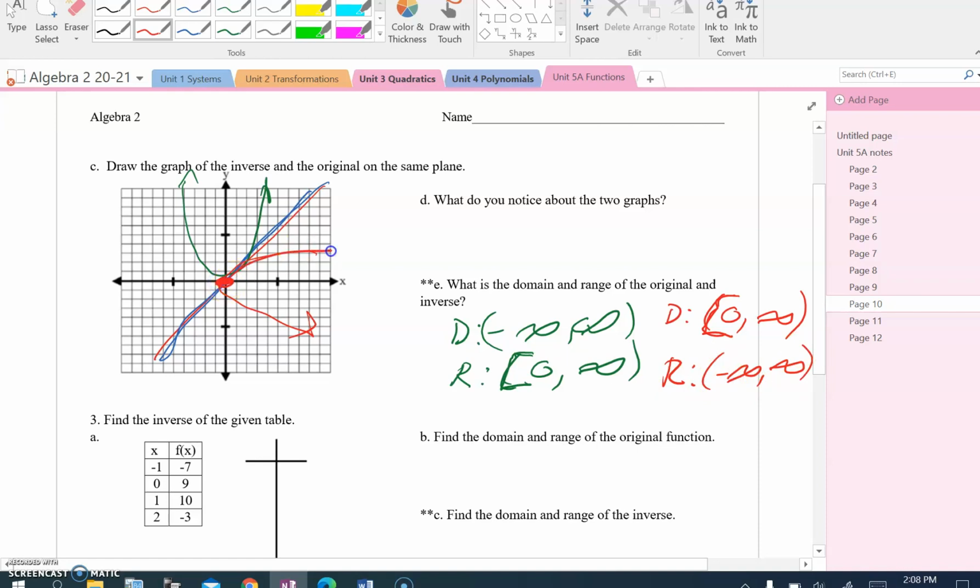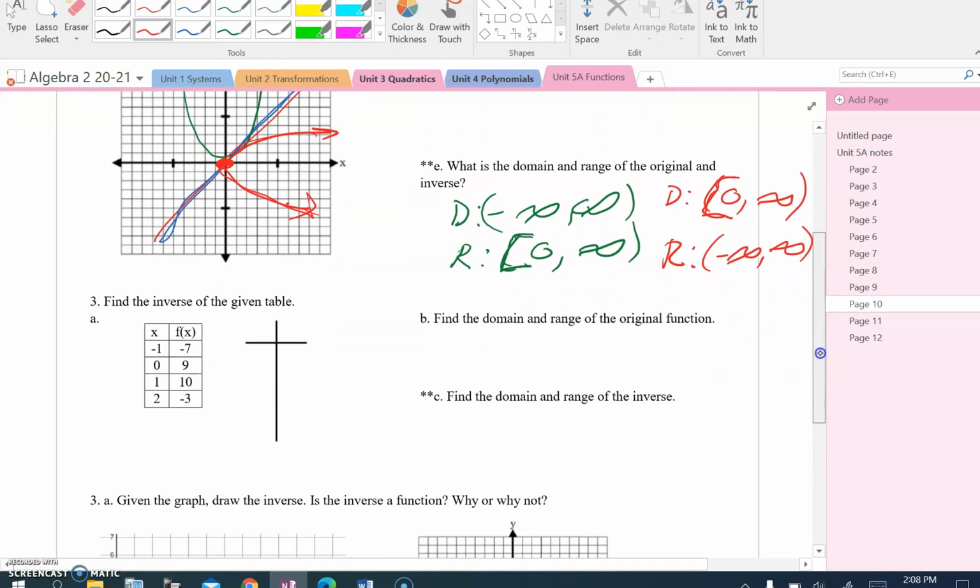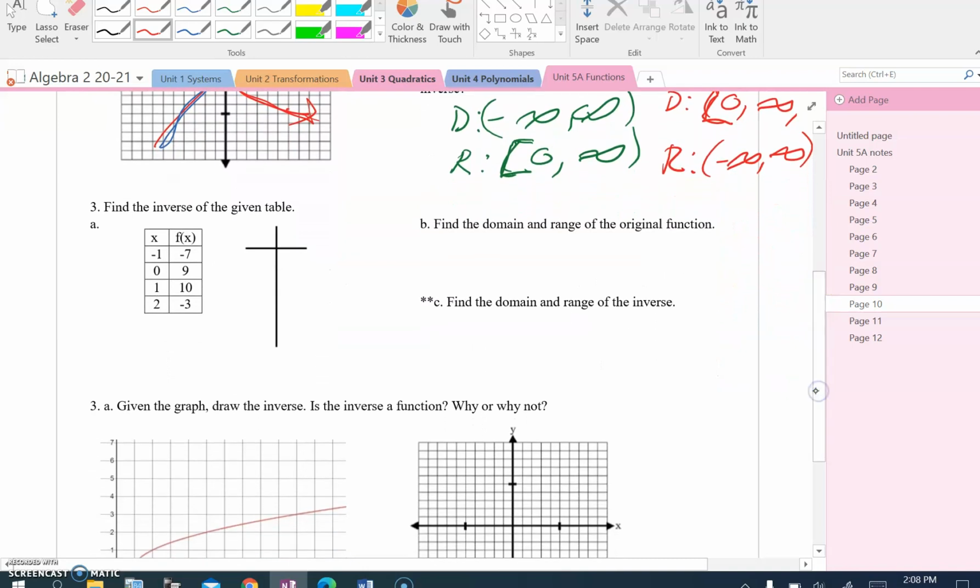So domain is a set of x's, so it starts here and goes that way. So yeah, that's just positive x's. And because these are slanting up and down, it will eventually get to positive and negative infinity.